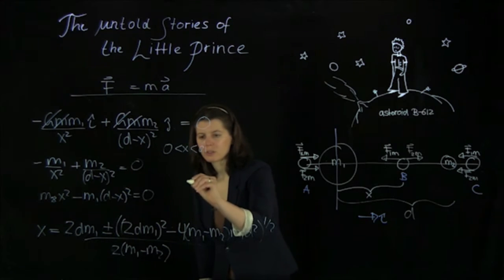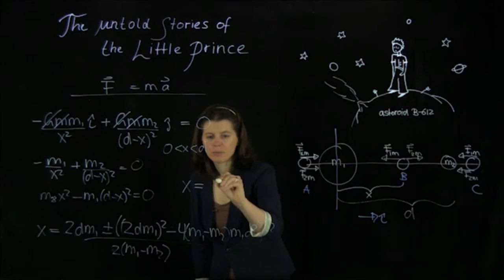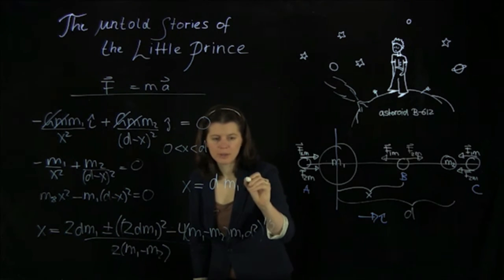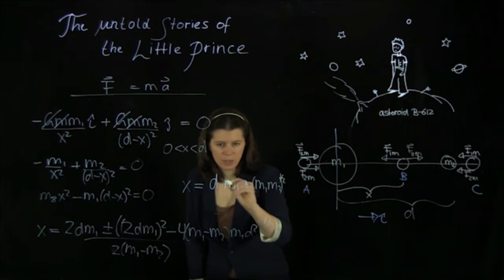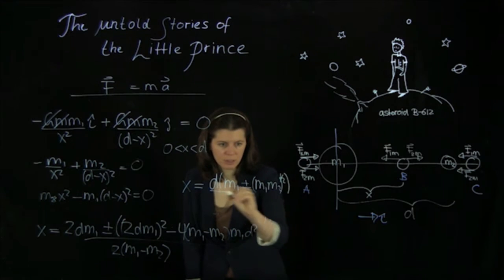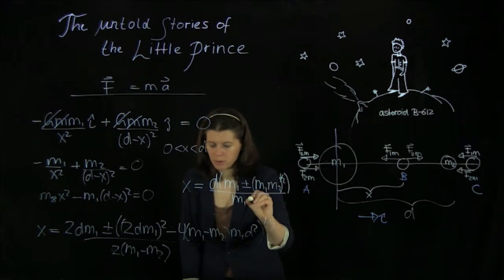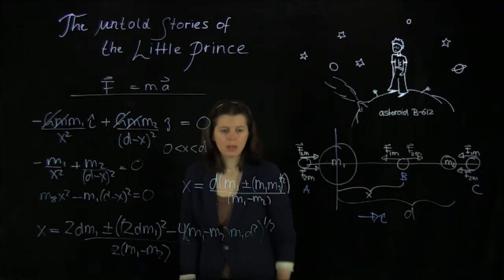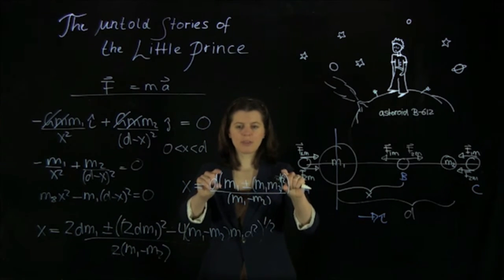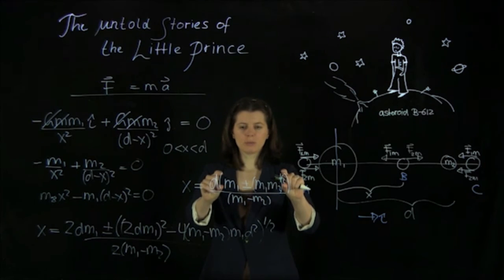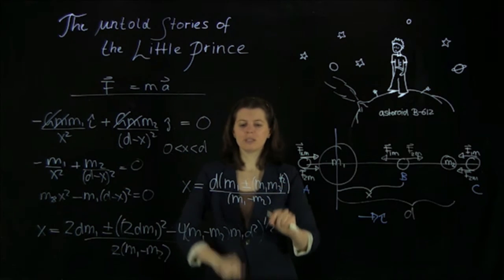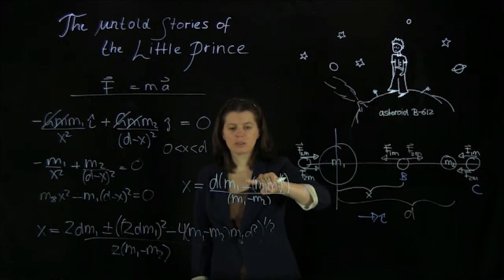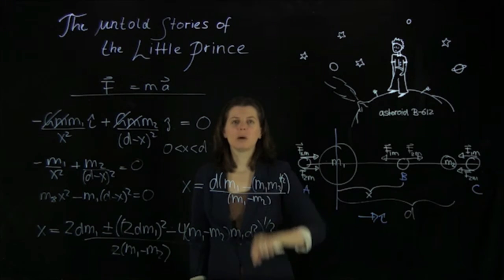So this simplifies to x equals d times m1 plus minus m1, m2, and here we have the square root, and then here we have another bracket over m1 minus m2. And we need this term here to be smaller than 1, if x is between 0 and d. And as it turns out, that is indeed true if we use the minus sign here.